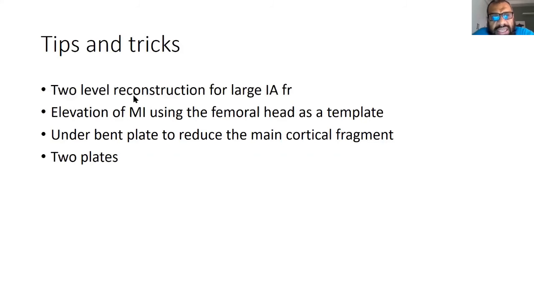So in this case, two-level reconstruction for large intra-articular fragments, you should elevate the marginal impaction using the femoral head as a template and underbend the plate to reduce the main cortical fragment. And you may use two plates, especially in column and wall fractures or in a large wall fragment.